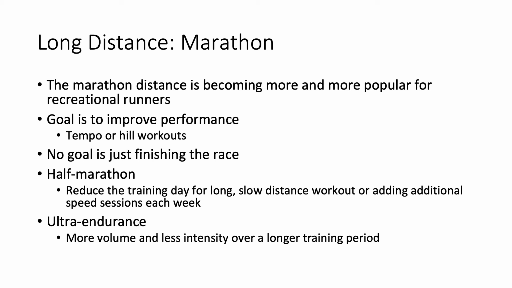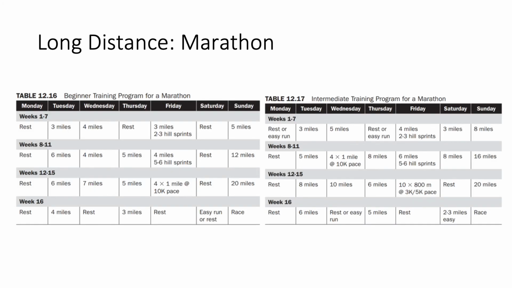When we look at half marathons, they are also popular. Training for a half marathon requires reducing the volume compared to the marathon distance. Specifically, we're reducing the training day for the long, slow distance work or adding some sort of speed session each week. Another sport to consider is ultra endurance sports, which can last a day or two, or be well over 100 miles. This type of training requires more volume but less intensity over a long training period. Here are some examples that show a marathon training program for a beginner and for an intermediate level athlete.